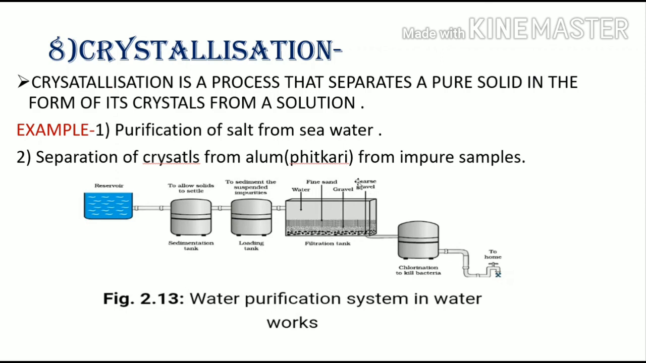In the filtration tank, coarse gravel, fine gravel and fine sand are present, and here the water is changed into pure form, because the fine sand and gravel help to purify the water. This pure water is passed to another tank, the chlorination tank. Here chlorine gas or chlorine powder is present, and it helps to kill bacteria or germs. Then the water, with the germs killed, is supplied to our homes, and we use this water. This process is also helpful to you.